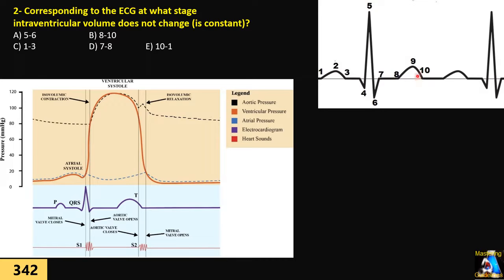Relaxation is almost at the end of the T wave and the beginning of the isoelectric line. So from here to here, as you can see on this chart, and these two. So the only answer to this question will be A.